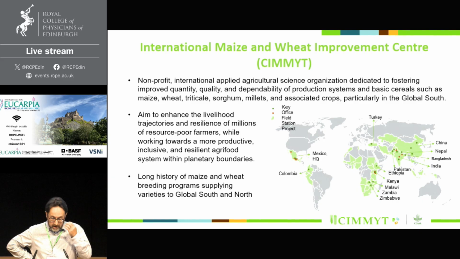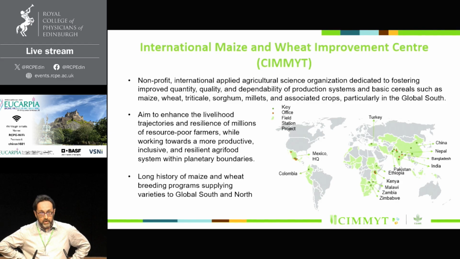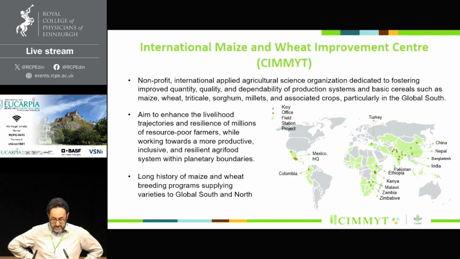global south. So basically, CIMMYT germplasm is the dominant germplasm across much of the global south, and even, for example, in the global north, so in the United States, about 60% of the wheat crop grown there has CIMMYT germplasm in it. So we've really had a large impact over the years with our maize and wheat programs. But the main aim of CIMMYT is to enhance the livelihood trajectories and resilience of resource-poor farmers.